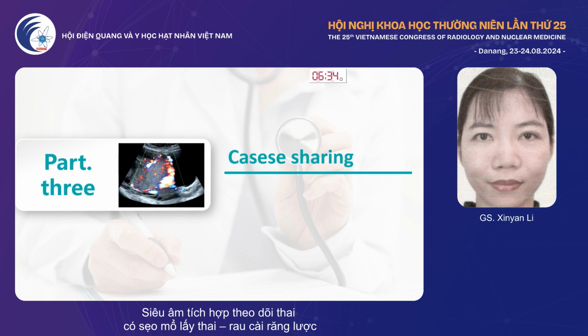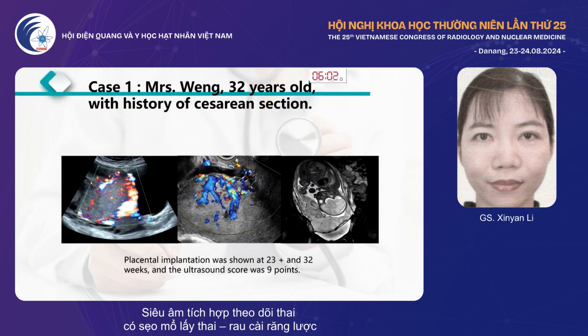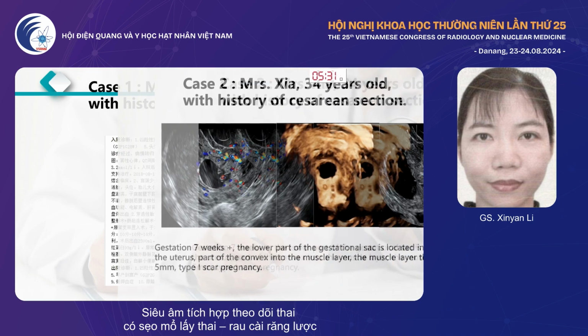Part 3, cases sharing. Case 1, a 22 years old woman with history of cesarean section. At 6 weeks of gestation, we classified it as scar pregnancy type 1. The pregnancy continued, and at 12 weeks we found placenta previa. Placental implantation was shown at 23 and 32 weeks, and the ultrasound score was 9 points. The discharge diagnosis showed placenta percreta, and the post-operative hemorrhage was about 2,300 milliliters.